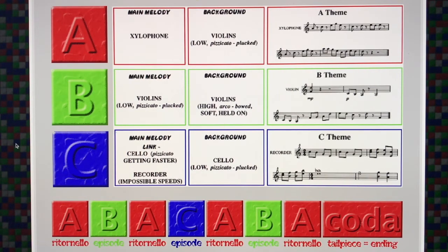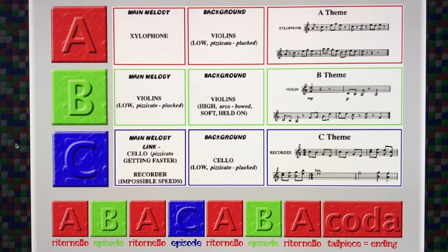You have a recorder playing at impossible speeds, and that's because these pieces were made electronically, so I could get the computer to play things that it would be impossible for a human being to play. In the background you've got the cello playing low pizzicato again.